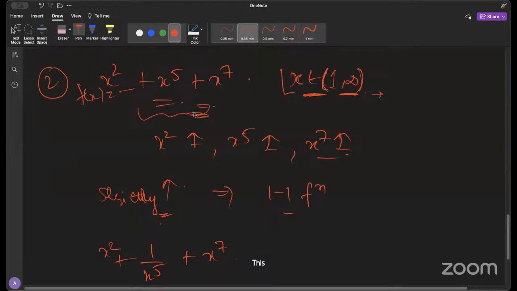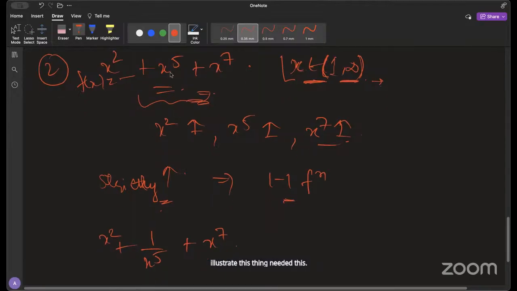This was just an example to illustrate that if a function is given and you see that all of its parts are increasing functions, then you can just conclude that this is a 1-1 function. You're right, if you take it from 0 to 1, then all of these are decreasing, so this will be a decreasing thing. But what matters here is that it doesn't matter whether you have 0 to 1 and then 1 to infinity, you can keep it 0 to infinity.